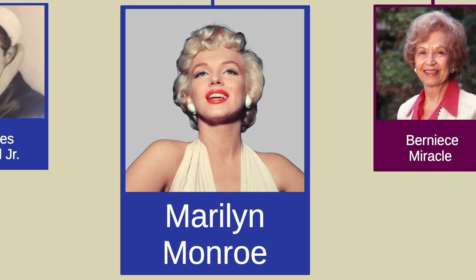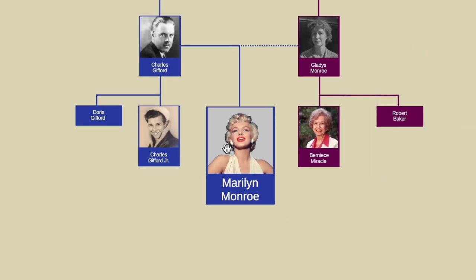She died on August 5th, 1962, in Los Angeles, California, of an overdose, and she died at the age of 36. Her real name was Norma Jean Mortensen. She was the daughter of Charles Gifford and Gladys Monroe. Her last name is Mortensen through her mother's marriage to Martin Mortensen.